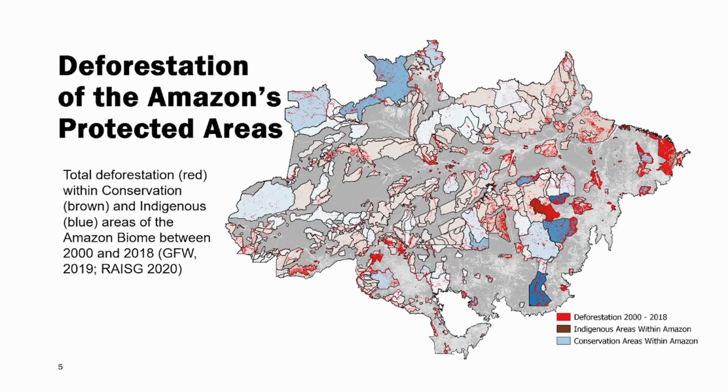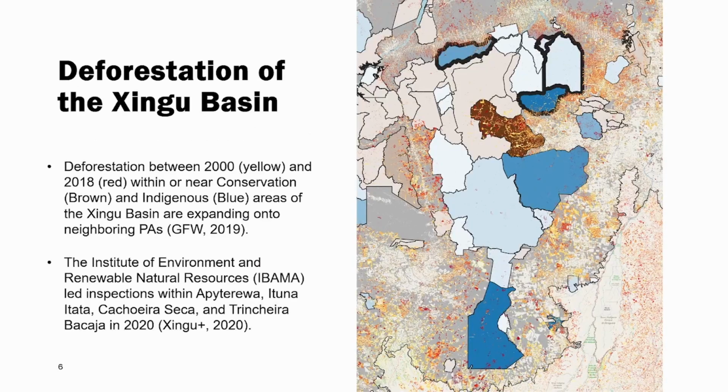Here's a deforestation map of the entire Amazon. Total deforestation is overlaid in red, where conservation units are highlighted in brown, and indigenous reserves are highlighted in blue. Deforestation seen is between the years 2000 and 2018. While deforestation across the entire Amazon is critical, let's focus on the Xingu Basin, where studies indicate that there is the most threat towards protected areas.